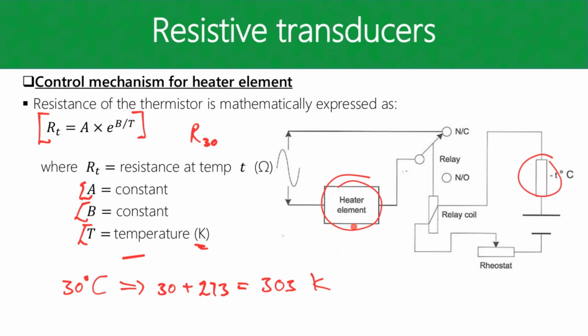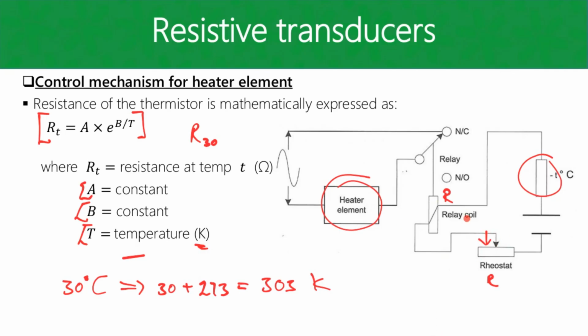But because the heater element is on AC power, we're going to need a relay to switch the heater element on and off. Essentially, we just have a simple voltage divider circuit here. Your relay coil has a resistance associated with it, and then you also have a rheostat here, which is an adjustable resistance. We want the water to be at a certain temperature, so you're going to adjust the rheostat to where you want it.